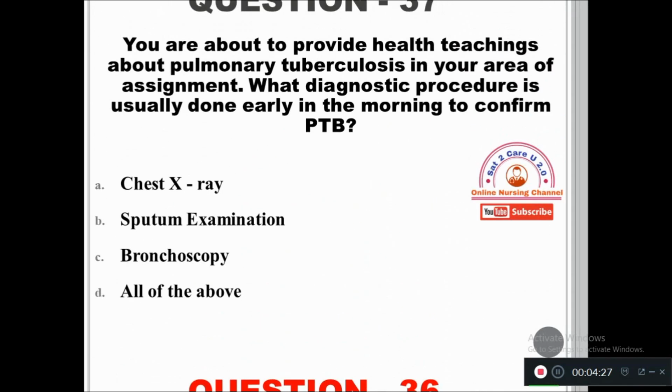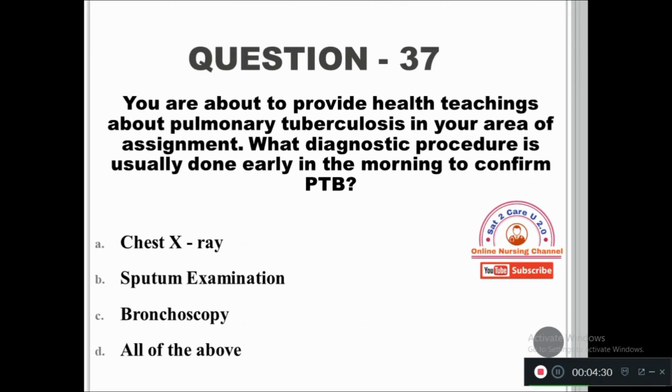Question number 37. You are about to provide health teachings about pulmonary tuberculosis in your area of assignment. What diagnostic procedure is usually done early in the morning to confirm pulmonary tuberculosis? Option A, chest X-ray. B, sputum examination. C, bronchoscopy. D, all of the above. So early morning examination to diagnose pulmonary tuberculosis will be sputum examination.